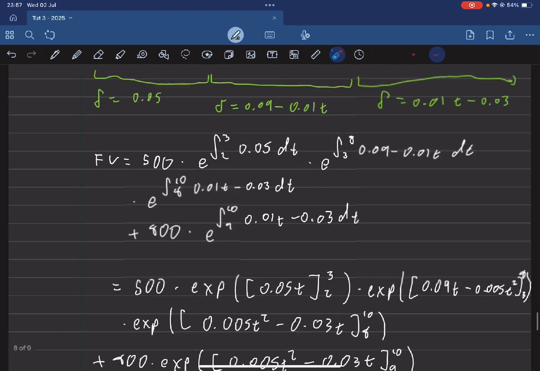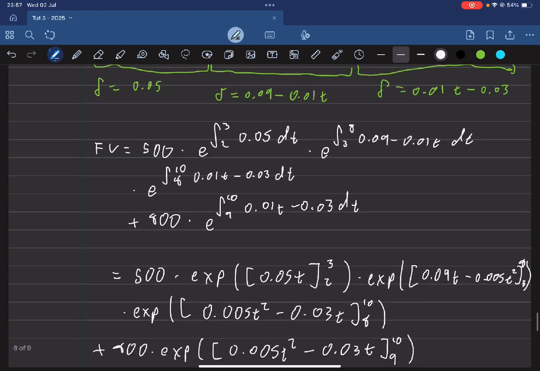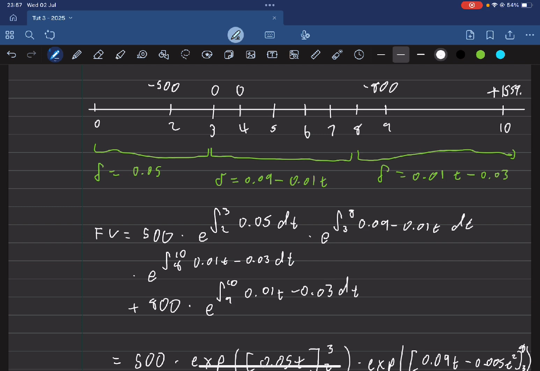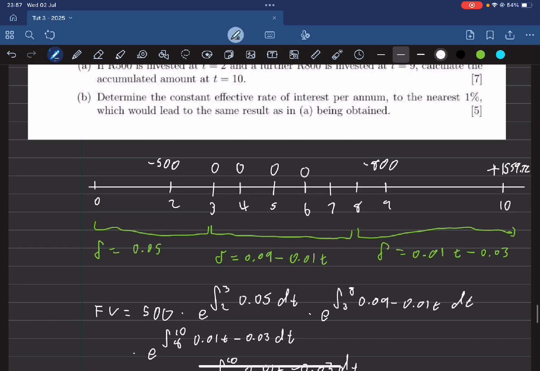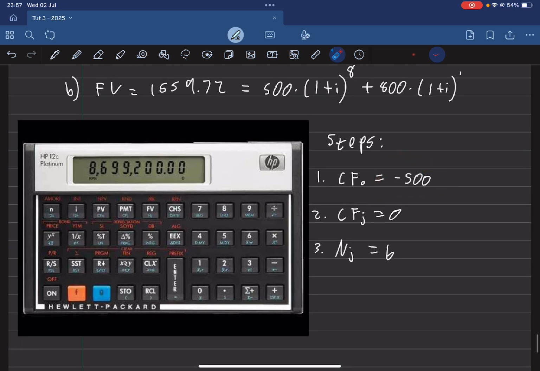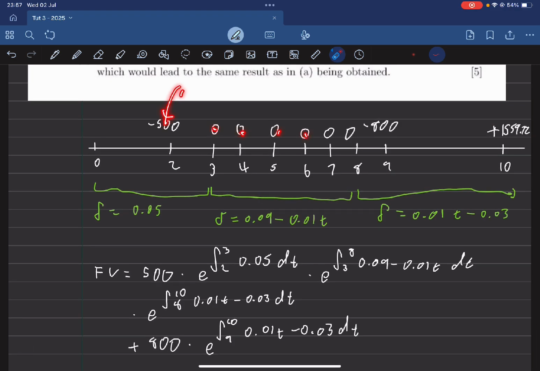So that basically means, I'm going to write it out on our diagram just to show you what I'm doing. 5, 6, 7. So basically we're doing 0, here's 0. I'm making these negatives as well. And then here we have positive 1559.72. So we have 0, 0, 0, 0, 0. Here, if we count them, we have 1, 2, 3, 4, 5, 6. So I put in negative 500 as our first cash flow, and then I put in 6 zeros. Okay, so it makes sense. So negative 500, and then 1, 2, 3, 4, 5, 6. Okay, and then our 9th one is going to be negative 800.